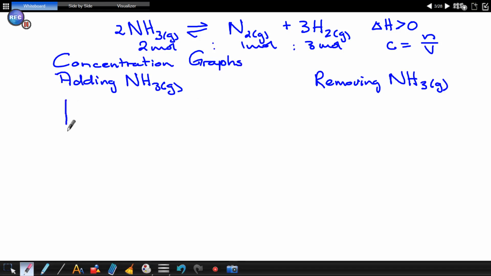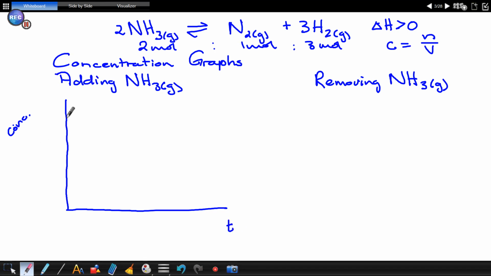So here we go with concentration. So we've got a concentration of ammonia, a concentration of nitrogen, and a concentration of hydrogen. We could also have moles of ammonia, moles of nitrogen, moles of hydrogen, or we could use volume. But I'm choosing to use concentration now. So this is concentration, and it's measured in moles per cubic decimeter. I'm going to leave that out now, over time.